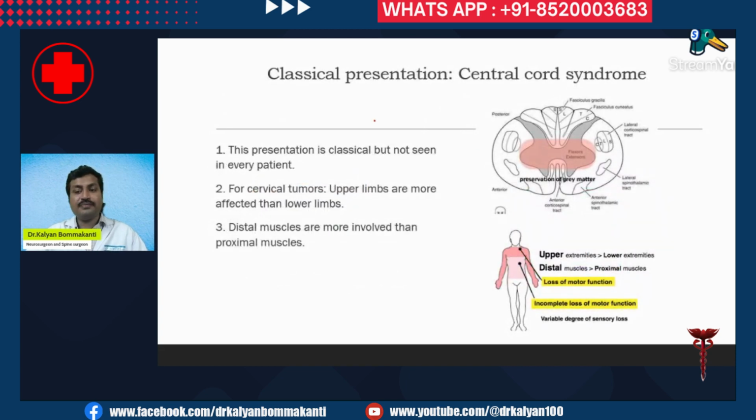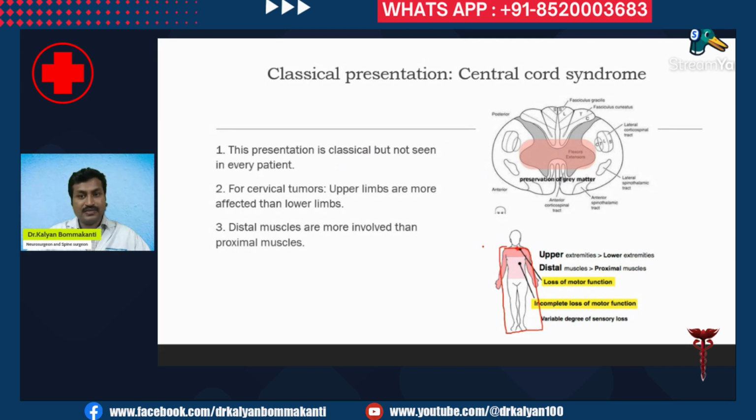So the classical presentation is central cord syndrome. And what is central cord syndrome? Suppose a tumor is located here. There is weakness and there is sensory loss below the level of lesion. Suppose the tumor is situated here. So at this level and below, the patient will have weakness, that is motor symptoms, and also sensory symptoms. So this central cord syndrome is classical but not seen in every patient.